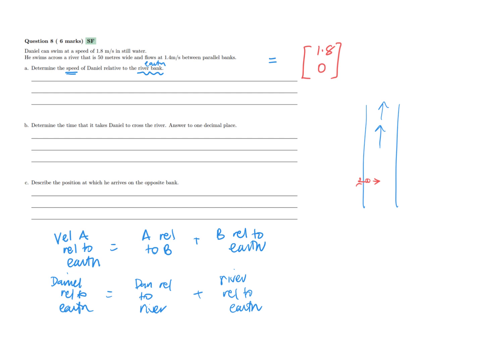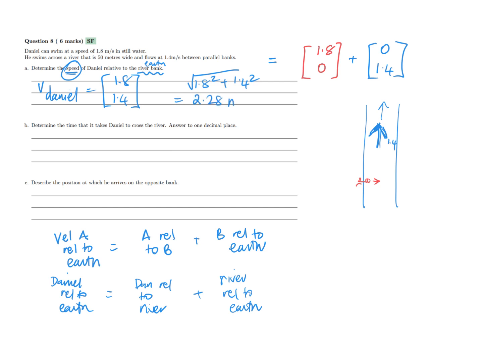Plus the river relative to Earth. Well, what's the river doing? The river's going this way at 1.4 meters per second. So 0 across, 1.4 that way. So the velocity of Daniel is those two vectors added together, 1.8, 1.4. If I'm now after the speed, then I need to find the magnitude of that. So the square root of 1.8 squared plus 1.4 squared, and that gives me 2.28 meters per second.